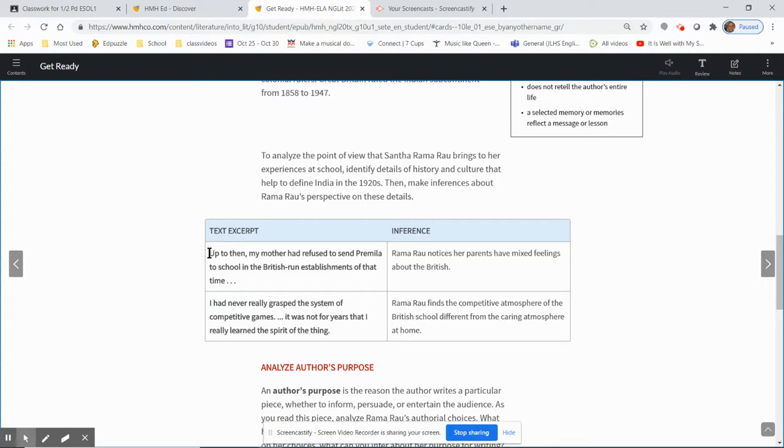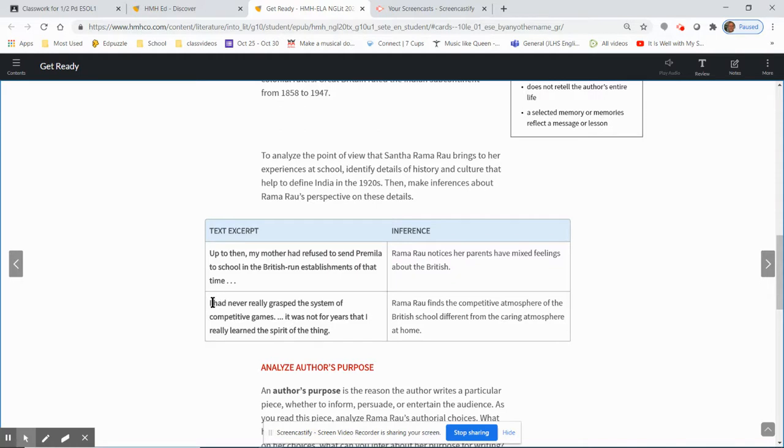The next part gives us an excerpt, a little piece of the story. "Up to then, my mother had refused to send Pramila to school in the British-run establishments of that time." We read this, and for some reason, her mother doesn't want Pramila to go to a British-run school. We infer Rama Rao notices her parents have mixed feelings about the British.